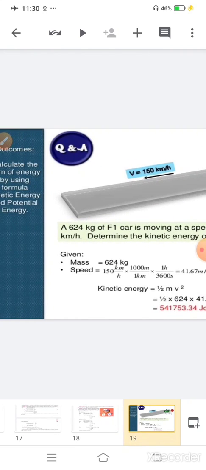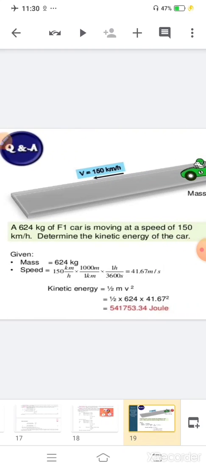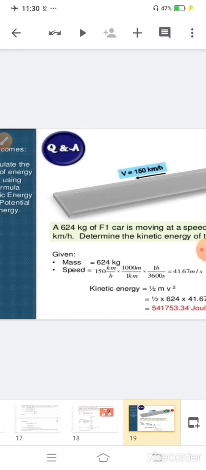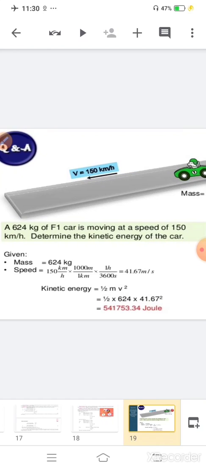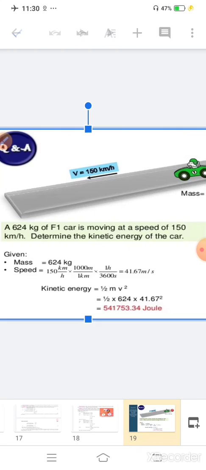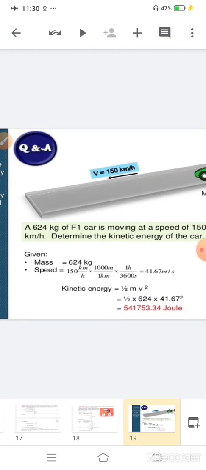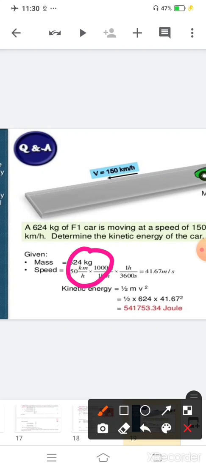Now a 624 kg F1 car is moving at a speed of 150 km per hour. Determine the kinetic energy of the car. Mass is given to you, speed is given to you. Just put and get the answer. This is in kilometer per hour. You have to convert into meter per second. Clear? So if you convert speed from kilometer per hour into meter per second, you will get 14.167. Just put the value and get the answer.